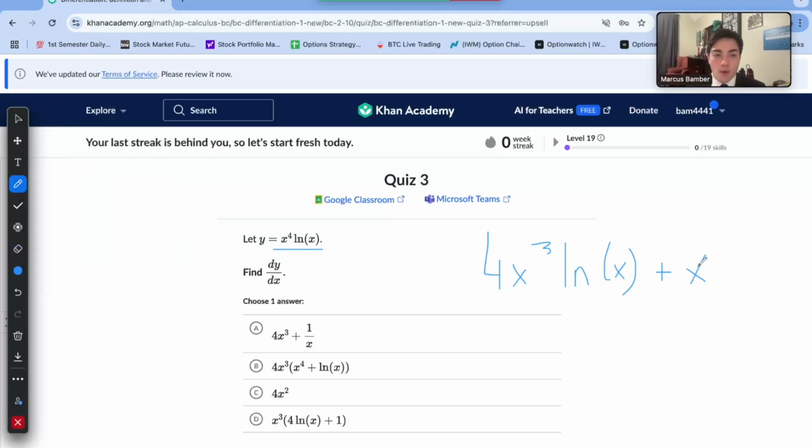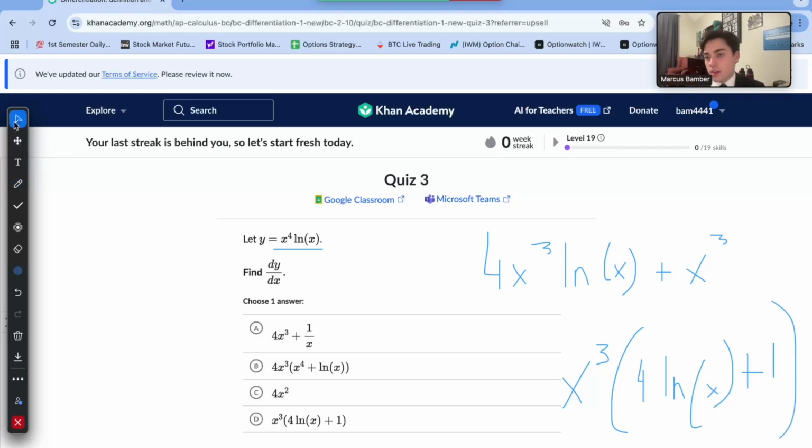And then from here, we can factor out x to the power 3 out of both terms. So we're left with x to the power of 3 out here. And then we have inside of our parentheses 4 ln of x plus 1, which matches answer choice D. So that is a correct answer with this question.